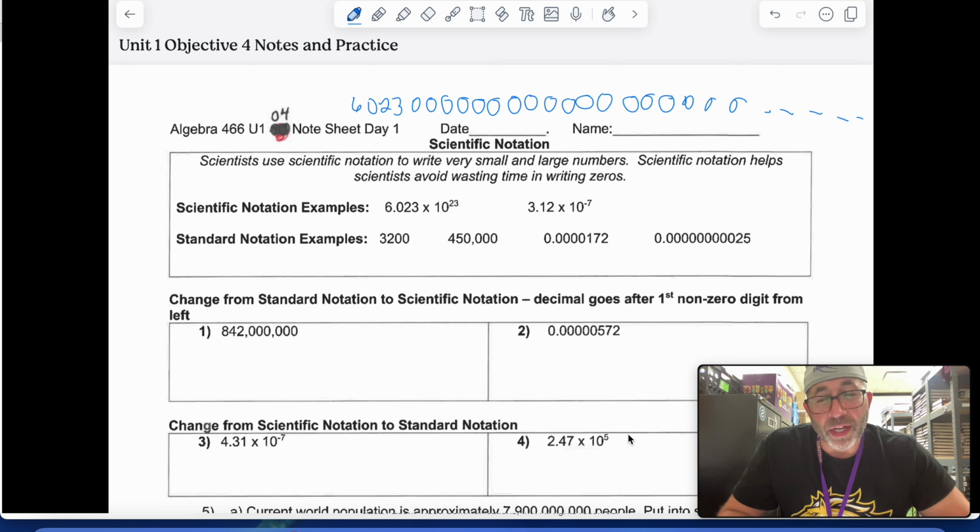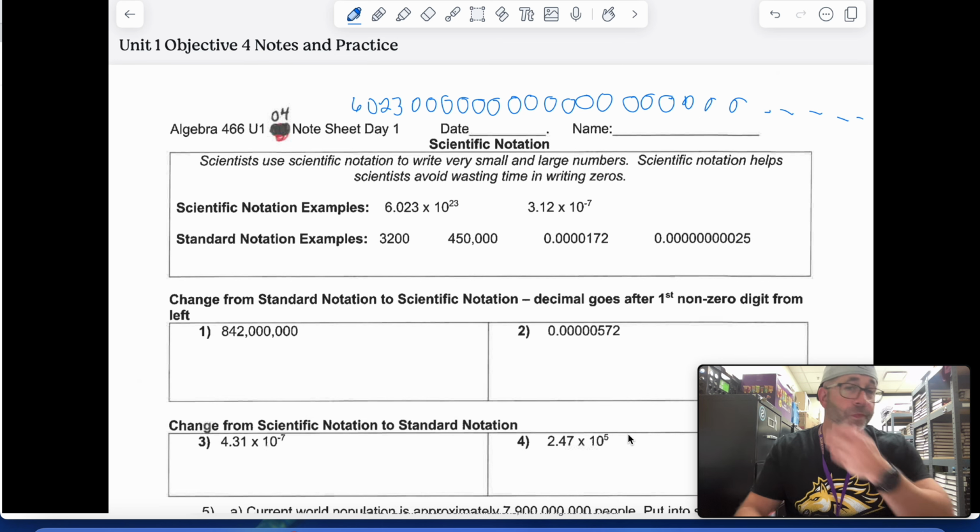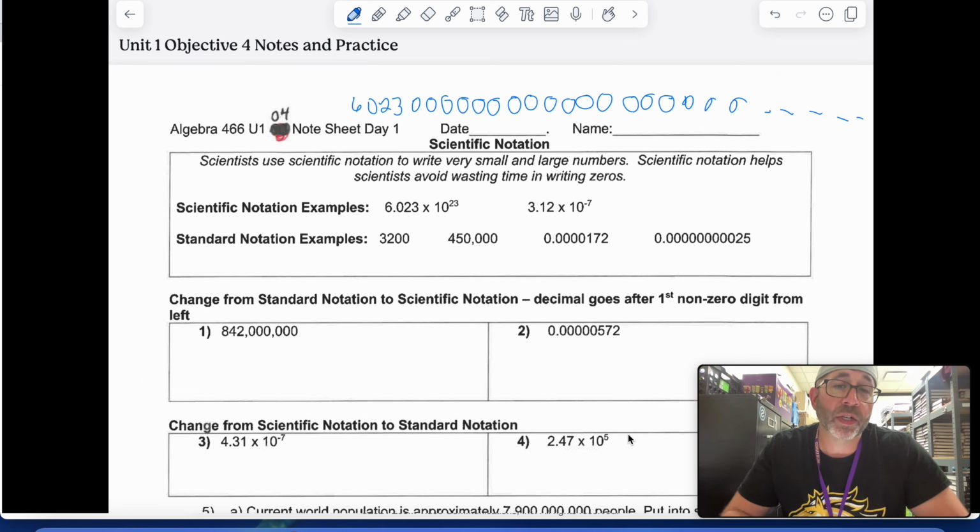Do you really want to write all of those numbers? No. Especially since there's a whole bunch of zeros in there, what's the point of writing all of them if I could just write it a little bit shorter? So that 23 says that we're going to have 23 spots to the right of our decimal.